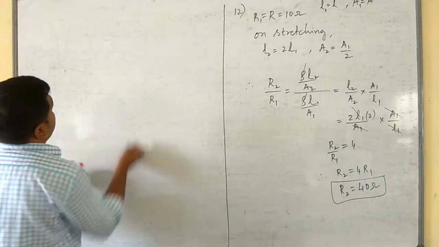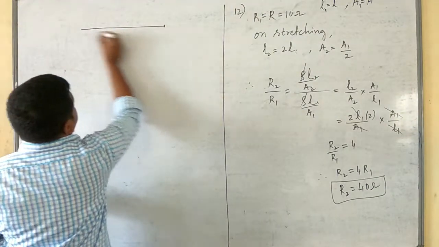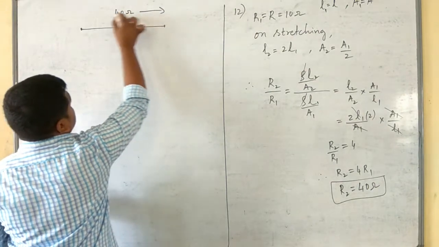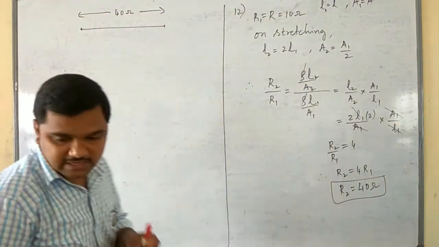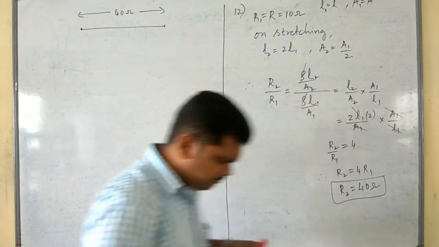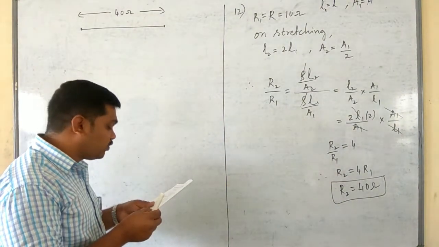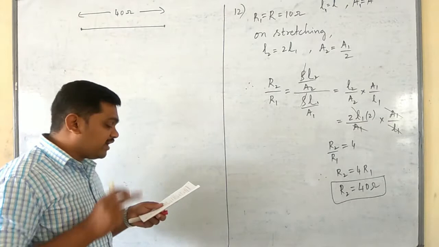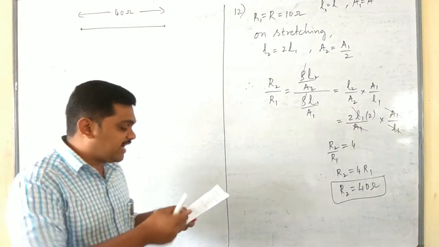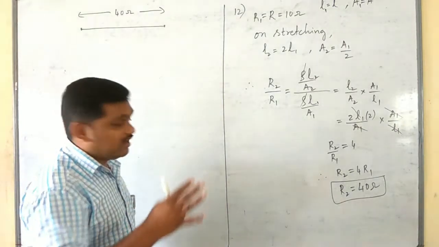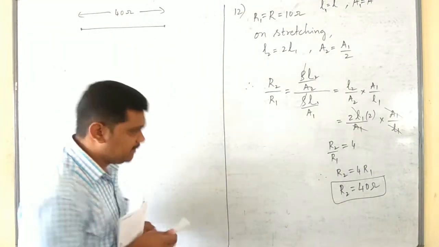So now we have got this wire having 40 ohm resistance. Okay. Next, what they are saying, these parts are then connected in parallel across a 2 volt battery. See, a wire of 10 ohm resistance is gradually stretched to double its original length. On stretching, its resistance becomes 40.